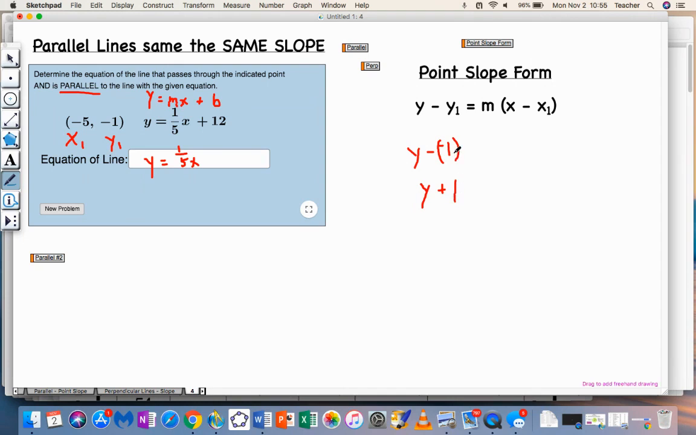If you want to skip this step, you can. But y minus y1, y1 being -1, equals m, which is the slope we knew was 1/5. That's just by looking at it. And then x minus x1. Well, x is x, minus x1, and x1 is -5. So I'm going to write it the same way I did that -1. But again, minus a negative means plus a positive. So you could actually skip down to this step.